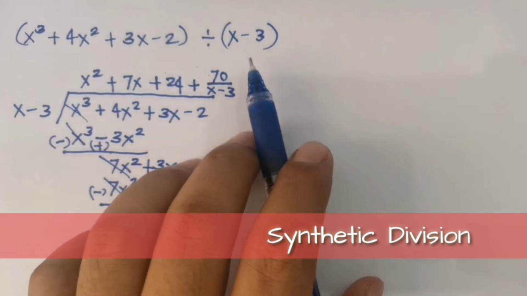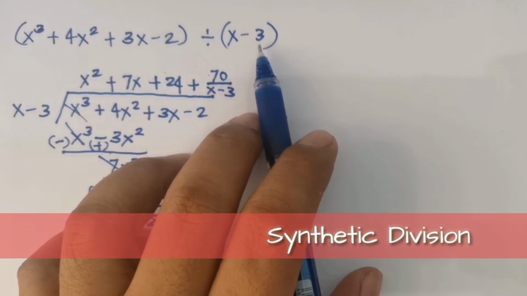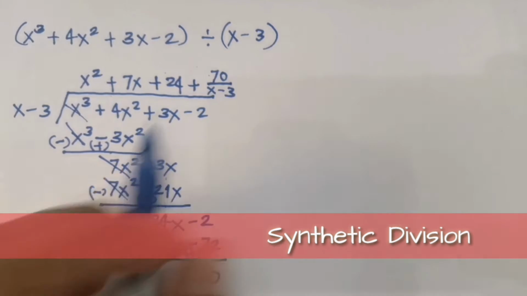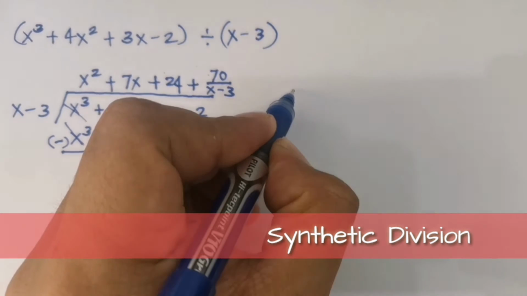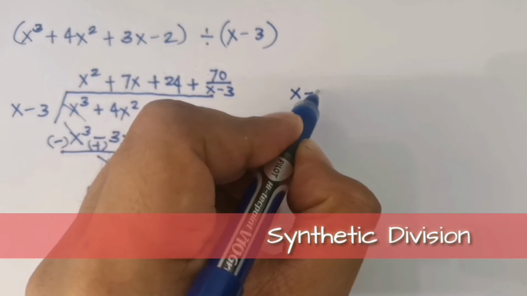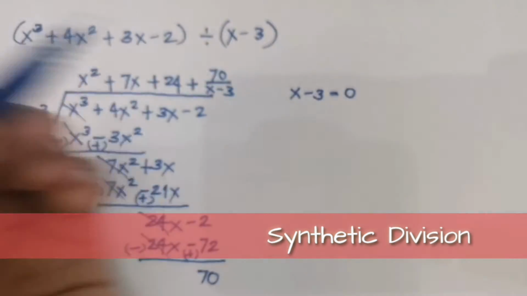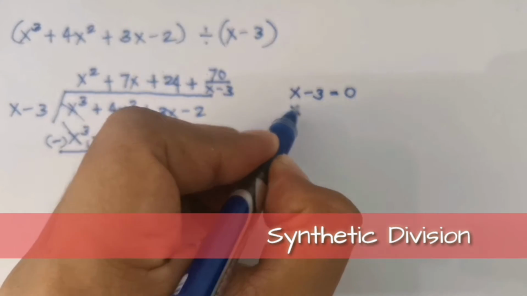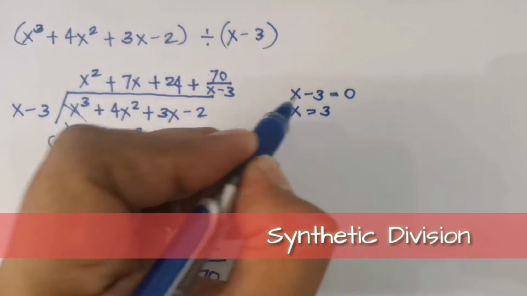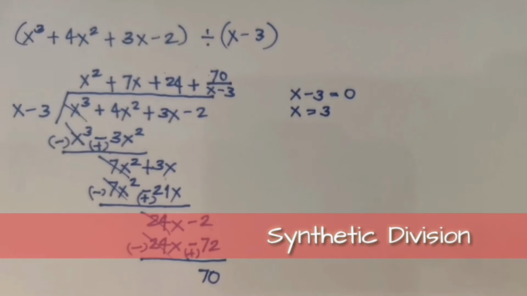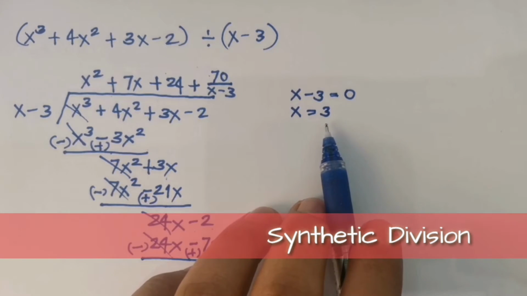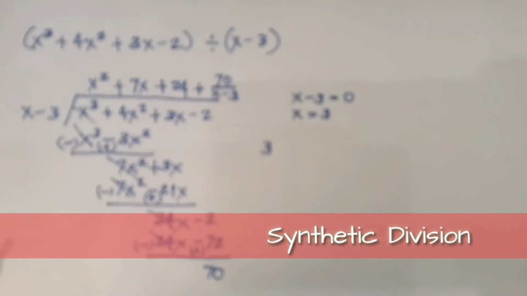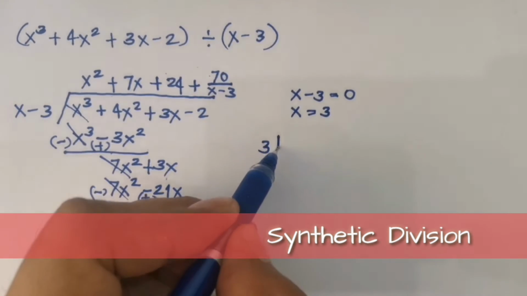The first step is to get the value of x. We will equate the divisor, which is x minus 3, to 0. So that becomes x minus 3 equals 0. If we get the value of x, it becomes x equals 3. So we will be using 3 as the divisor. You will just write 3 here. Then you will write a division sign.